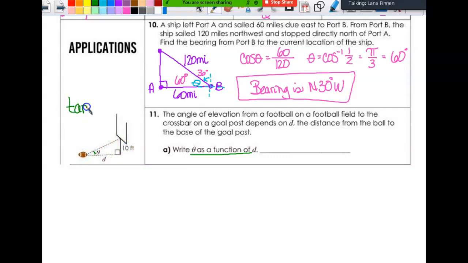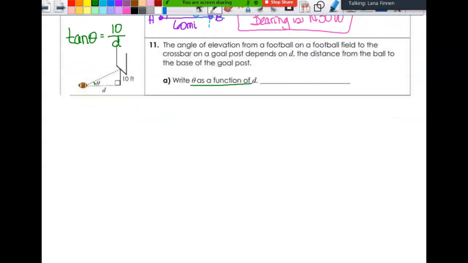So I can write out that the tangent of theta equals the opposite, which is 10, over the adjacent, which is d. To get theta by itself, I would have to take the tangent inverse of both sides. So then that means that theta is equal to the tangent inverse of 10 over d. So this is theta as a function of the distance. We're not solving for anything because we don't have enough information, but at this point I could put in different distances, and then that would tell me what my angle would have to be. Okay, just a way to look at it as a function.